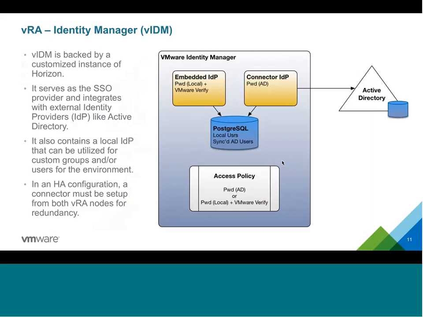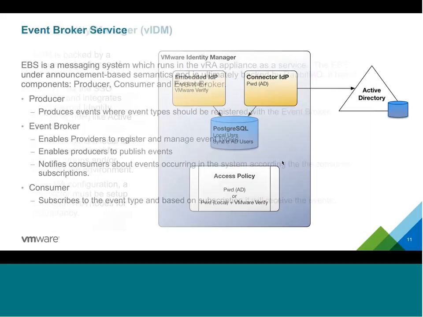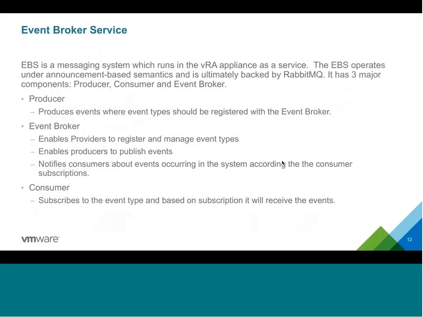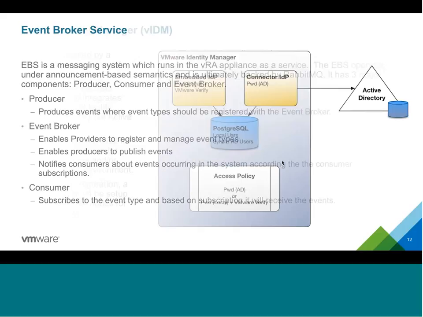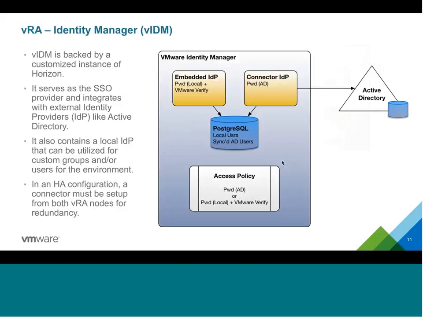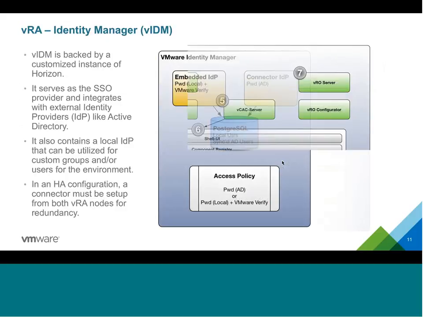Event broker service is another major change in vRA 7.x. Now it actually runs RabbitMQ, which is the event broker manager at the back end. The RabbitMQ that we have just seen in this slide, number 2, is RabbitMQ. It helps to run the event broker services, so it operates under announcement-based semantics.